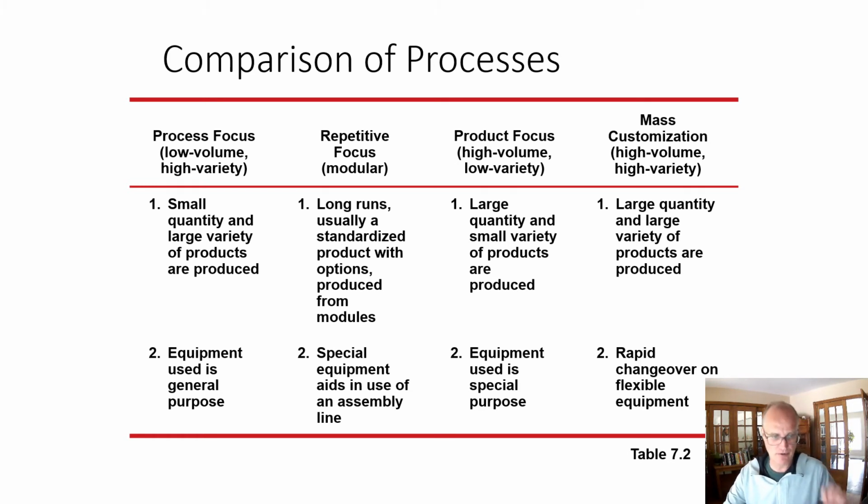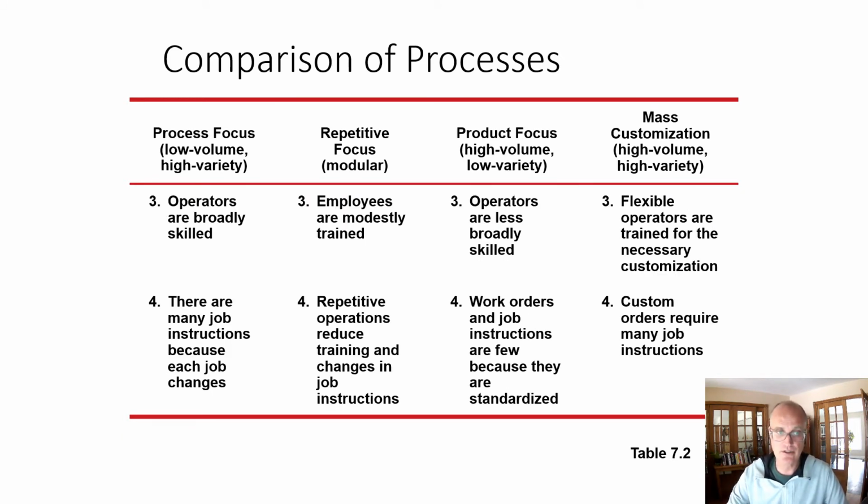Equipment used is general purpose, so you'll have a welder or you'll have an X-ray machine, whereas in a product focus, the equipment is very specific and it will do the same thing over and over again. You don't need the flexibility. So that's the trade-off, and you've got combinations of the two in the other two. We already talked about this. In a process focus, operators are broadly skilled and understand the machine they're using and the variety of things they can do. Whereas in product focus, they are less broadly trained because they do the same thing all the time.